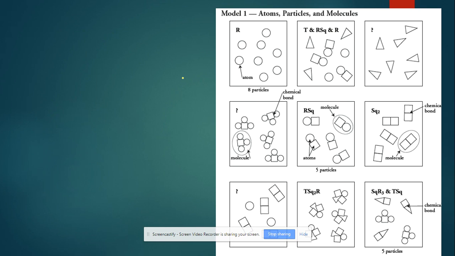This first page is just showing us representations that we're going to use to answer the questions on the second page. So if I were you, I'd actually rip off that top page so that you can look between it and the questions. You're not having to flip back and forth all the time.